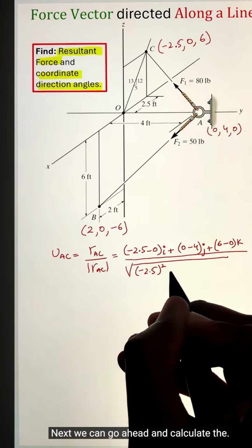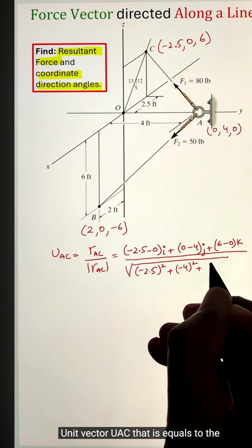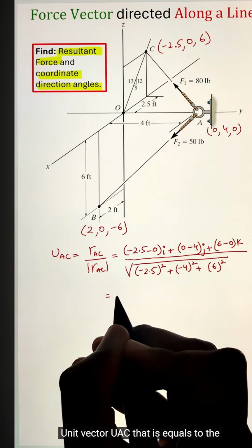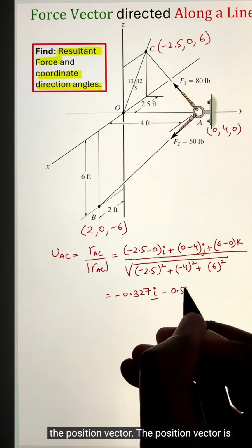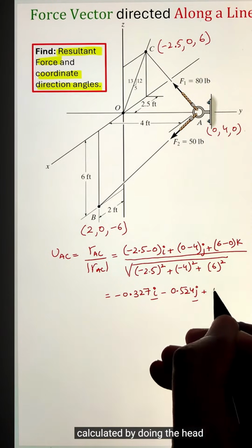Next, we can go ahead and calculate the unit vector UAC, that is equal to the position vector divided by the magnitude of the position vector. The position vector is calculated by doing the head minus tail.